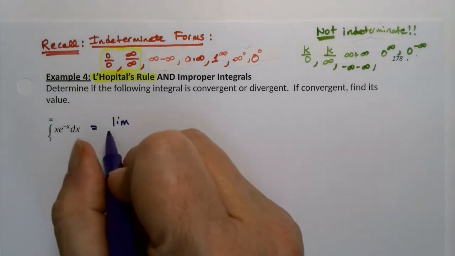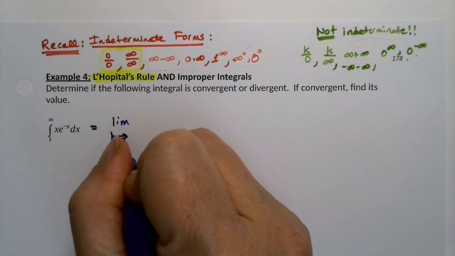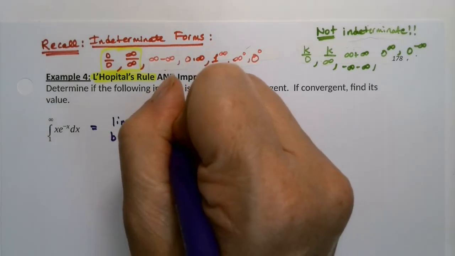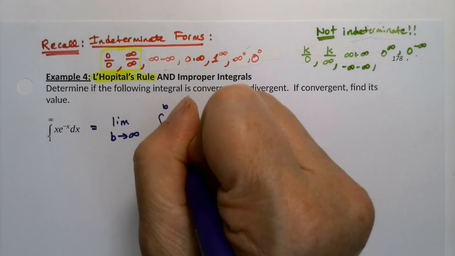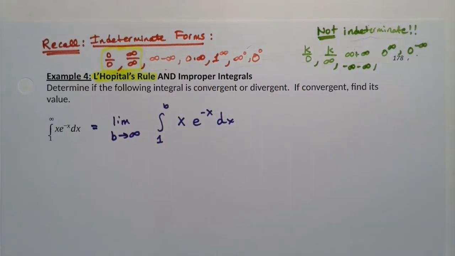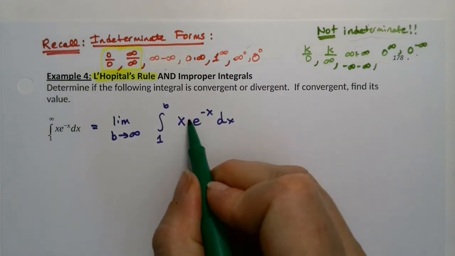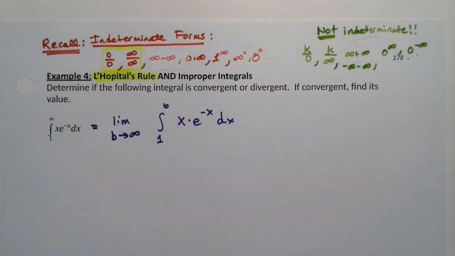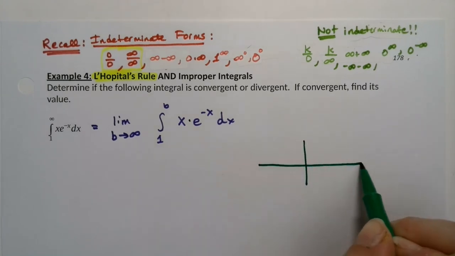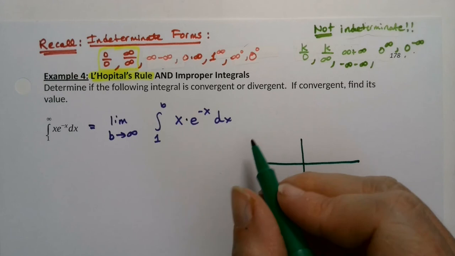So I'm going to take the limit as, I'll go back to b, as b goes to infinity, of the integral from 1 to b of x times e to the negative x dx. Now, if you're savvy and paying attention, you might realize, oh, that's multiplication. Product. The only way to undo a product in an integral is integration by parts. So we need to use integration by parts.